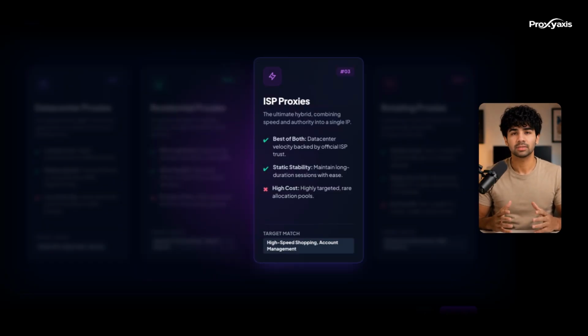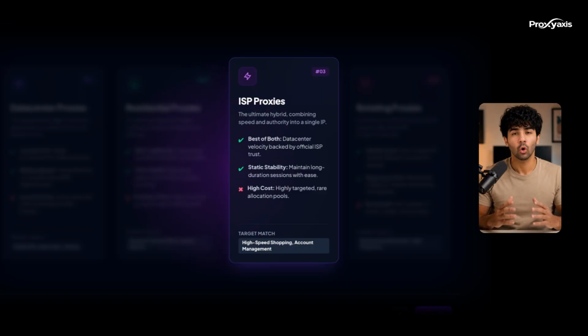Number 3, ISP proxies. Think of these as a hybrid. They're hosted on servers but registered under real ISPs, so they look residential but perform like data center proxies. Fast, clean, and harder to detect. Great for high volume scraping where speed matters. Number 4, rotating proxies. This isn't a separate type, it's a feature. A rotating proxy automatically switches your IP on every request or every session. You can get rotating residential, rotating data center, or rotating ISP proxies. For large-scale scraping, rotation is non-negotiable.